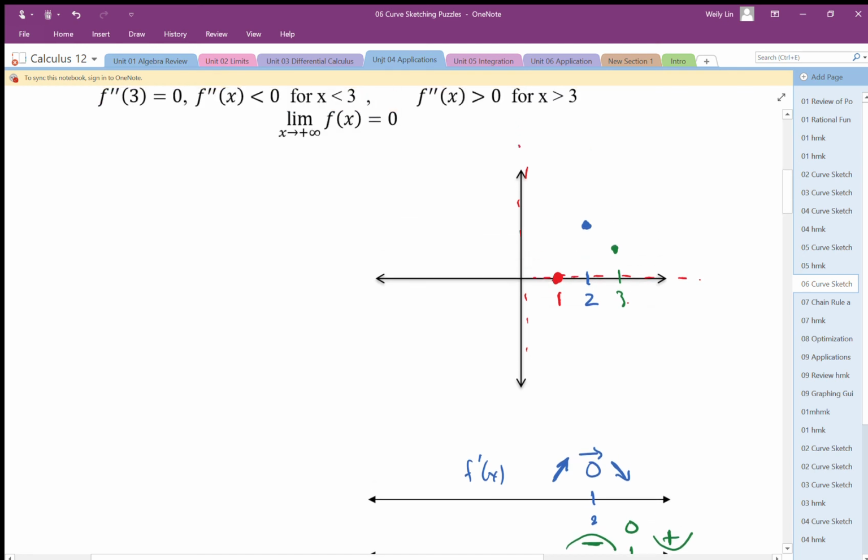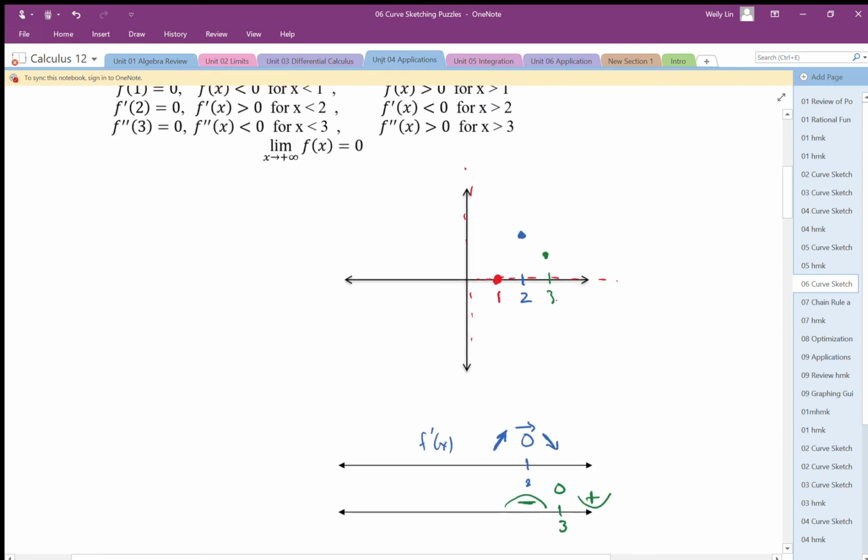So putting that all together then, we want to graph this function. We know it's got a vertical asymptote, goes through 0, has a max, hits that point, the concavity changes, and then it follows the horizontal asymptote there. Okay, so that's what the graph looks like.